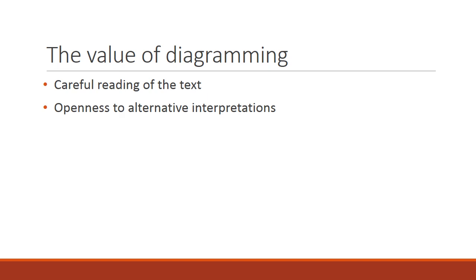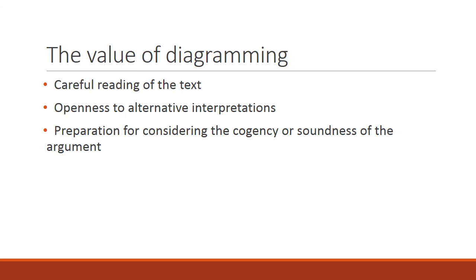The value we're going to focus on in the next video is that drawing a diagram sets you up to consider how good the argument is. Is this argument cogent or is it sound? If so, I should be convinced that the conclusion is true. If not, I have the means to argue against the argument I've just looked at. So in the next video, we will begin to consider these terms, cogency and soundness, and how to determine if an argument has these qualities.